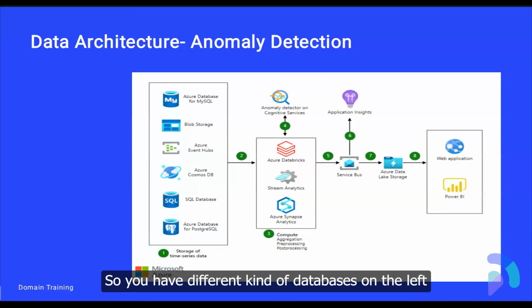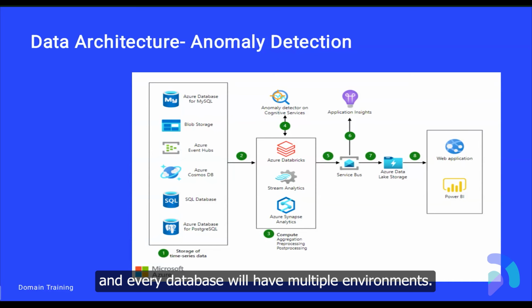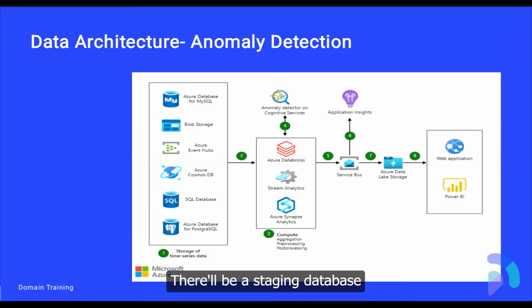You have different kinds of databases on the left, data sources, I would say. One is MySQL, blob storage, event hubs, Azure Cosmos DB, SQL database, and PostgreSQL. So these are the different databases, and every database will have multiple environments. There'll be a staging database and one for production.